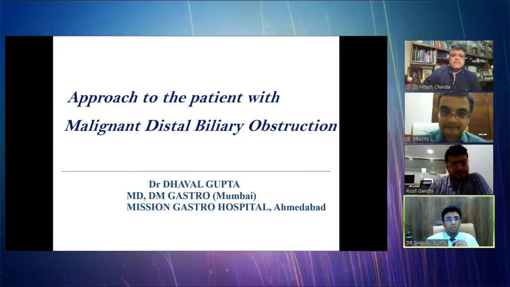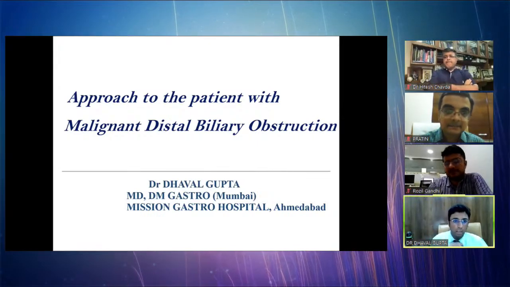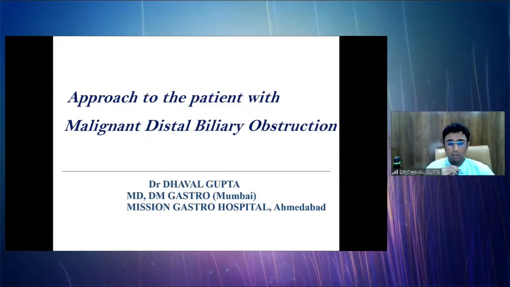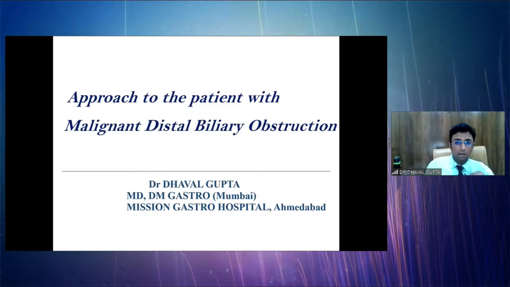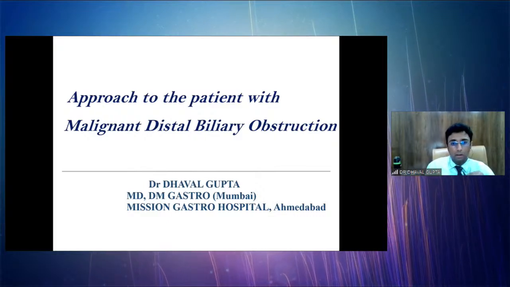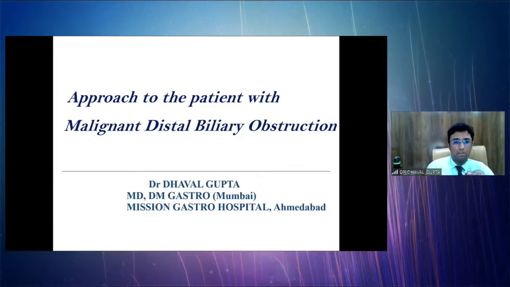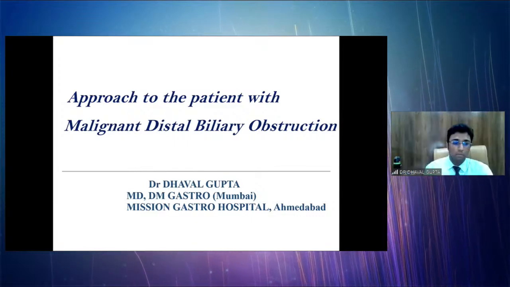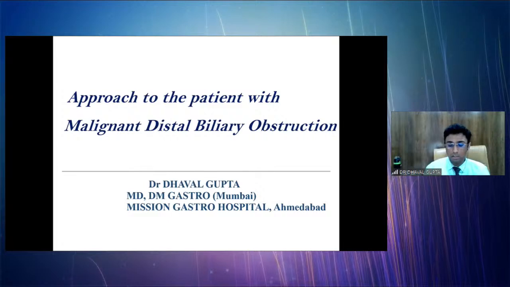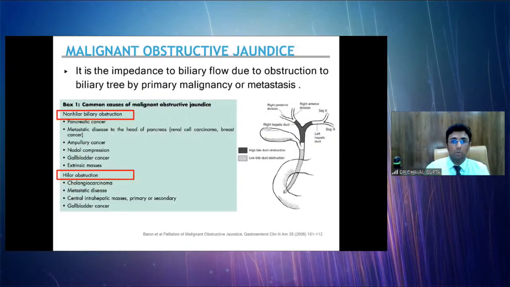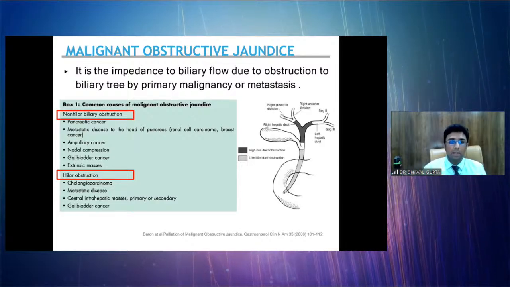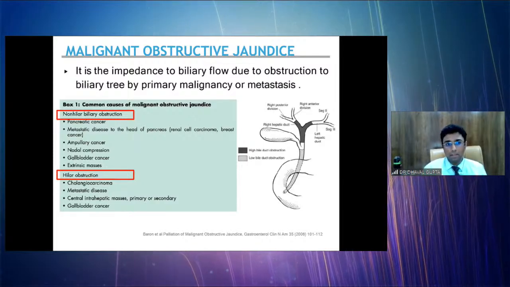Good evening, everyone. Today's topic is the approach to patients with malignant distal biliary obstruction. I will mainly touch upon the endoscopic approach so we can give more time to the panel discussion. Malignant obstructive jaundice is the impedance to biliary flow due to obstruction of the biliary tree by a primary malignancy or metastasis.